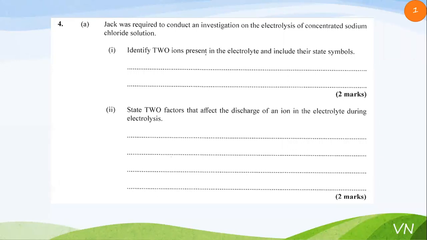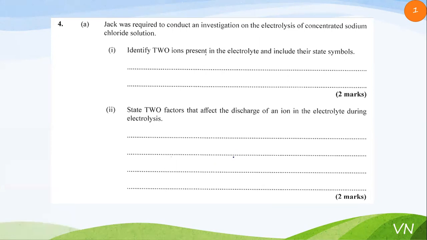So first question here gives us an introduction that Jack was required to conduct an investigation on the electrolysis of concentrated sodium chloride solution. Identify 2 ions present in the electrolyte and include their state symbols. There may be more than 2 ions, but the question only asks you for 2. So I'm going to write out all possible answers. I see some of you already start sending through your answers.